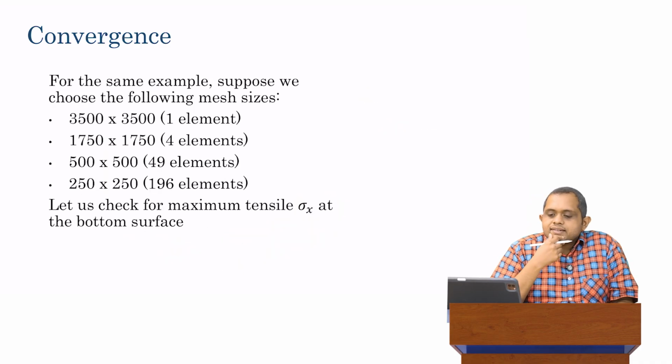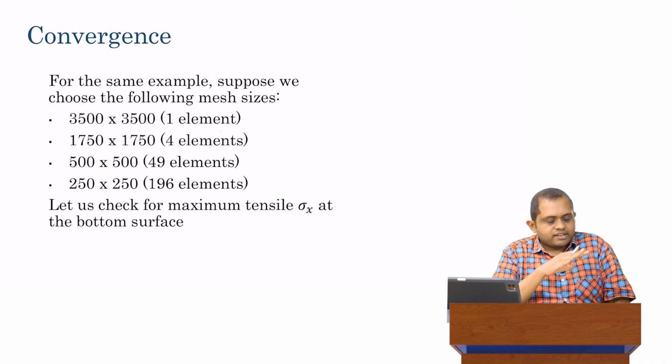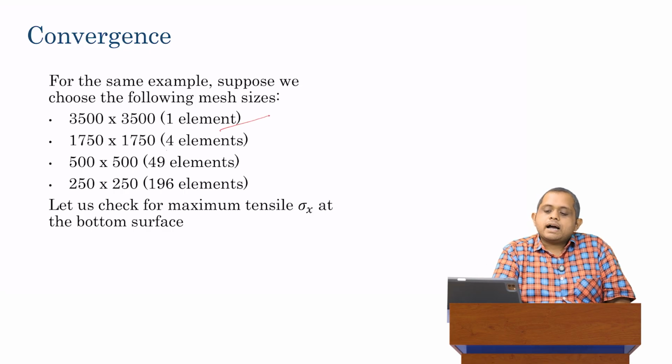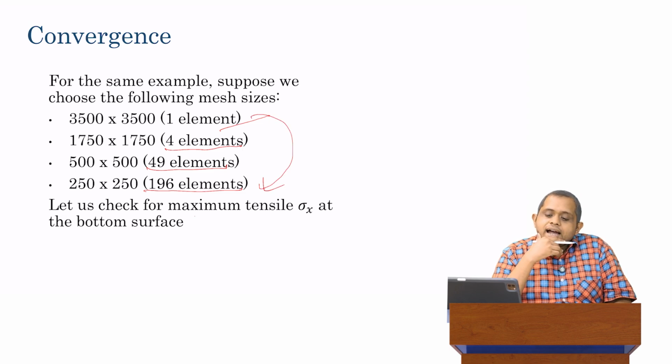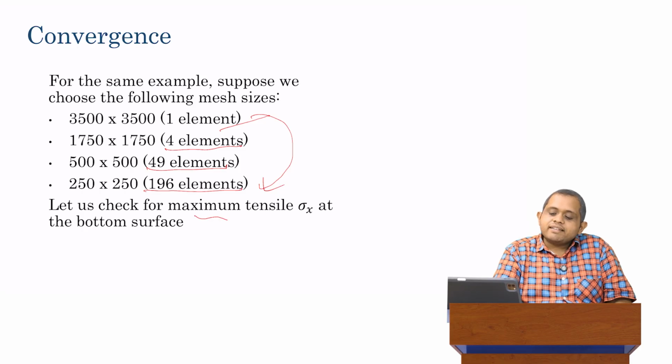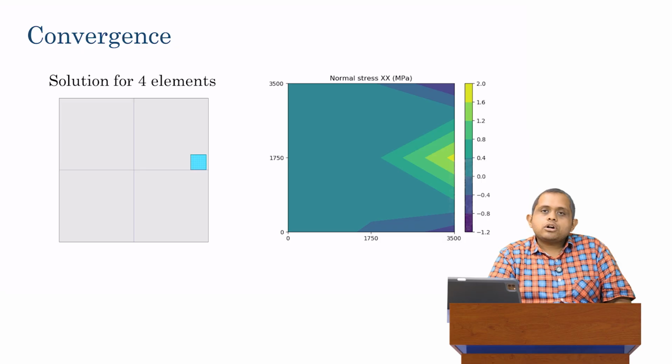So here's what I did in this case. For the same example, exactly the same problem, instead of doing one element, I already showed you the one element solution, I did it for 4 elements, for 49 elements, and for 196 elements. So I went from one element progressively to almost 200 elements. And I ran ISLAB. In all cases, it took less than 1 second to solve. So it's really a very, very fast solver. In all cases, I decided to plot the tensile stress at the bottom, so sigma x at the bottom surface.